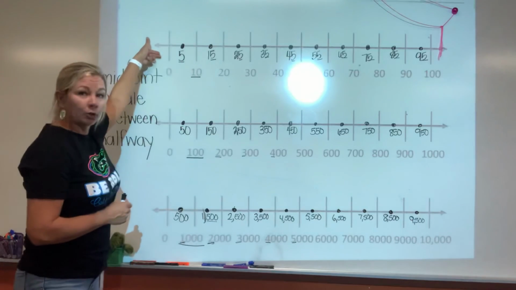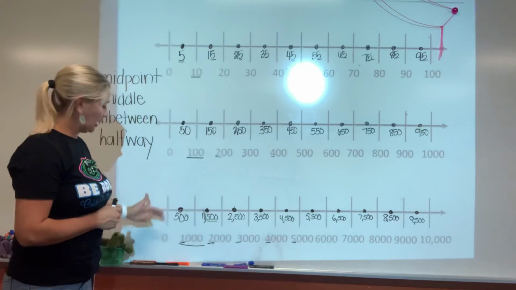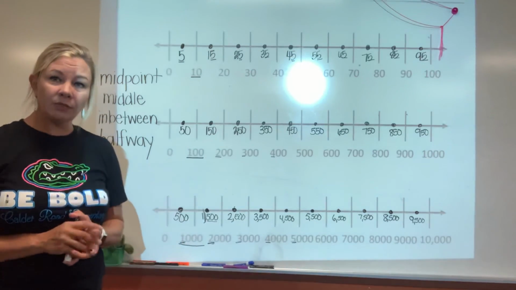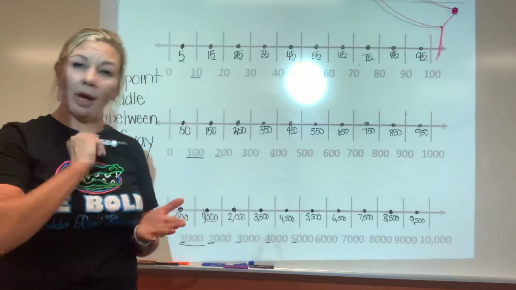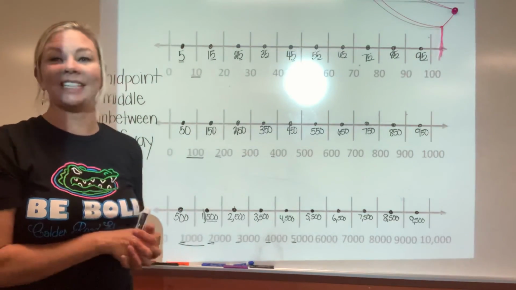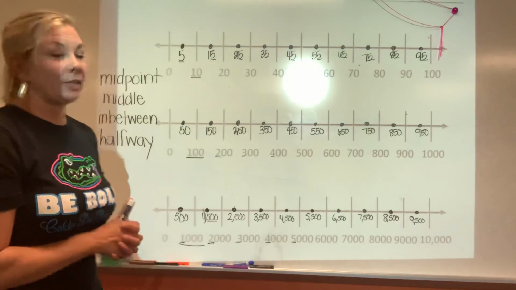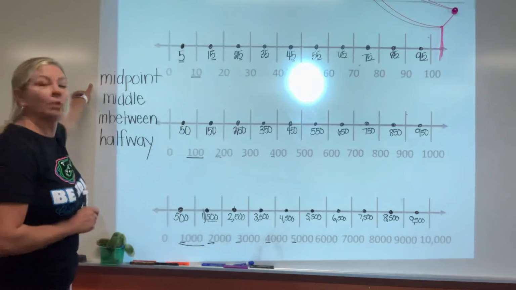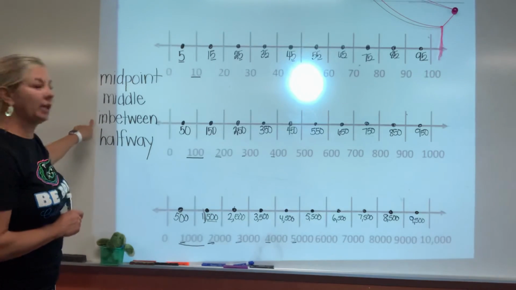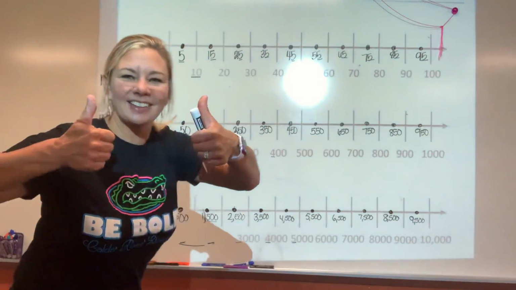So this one is multiples of what? 10. Multiples of 100 and multiples of 1,000. And if you want to pause this video and you can zoom in, I would love it, love it if you would recreate this in your math journal today and then show us on Zoom. So I want you to look at the vocabulary words that we came up with. Midpoint, middle, in between, and halfway. Good luck. You guys are doing great.